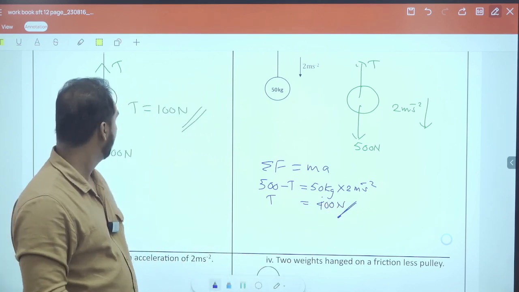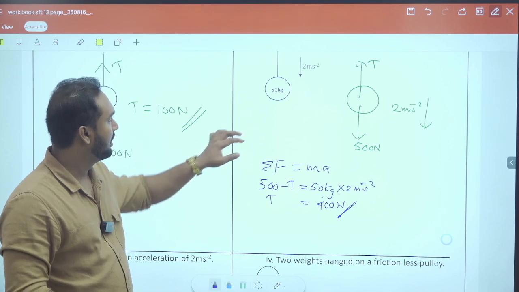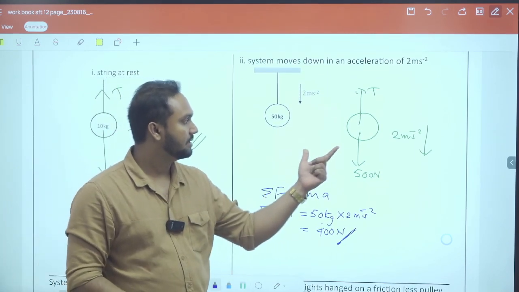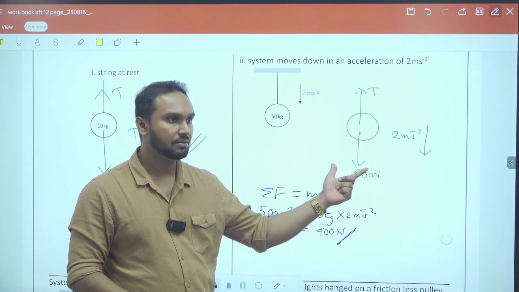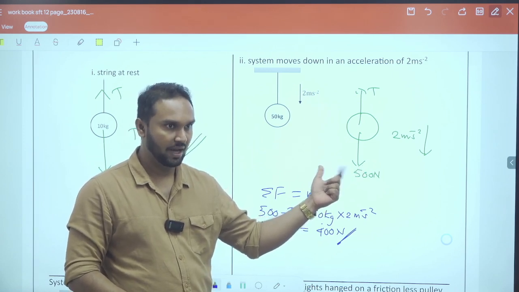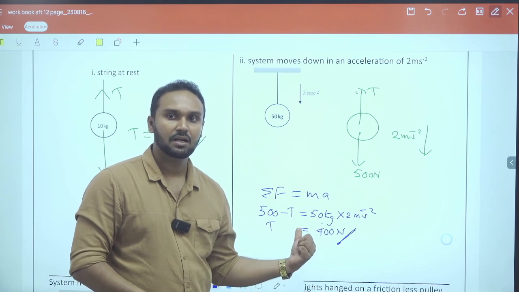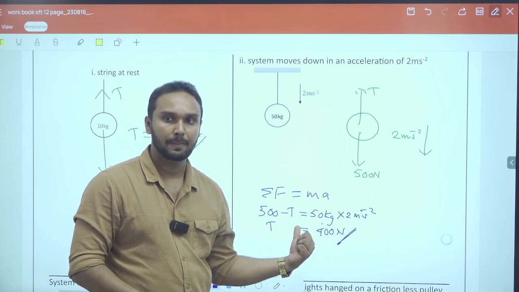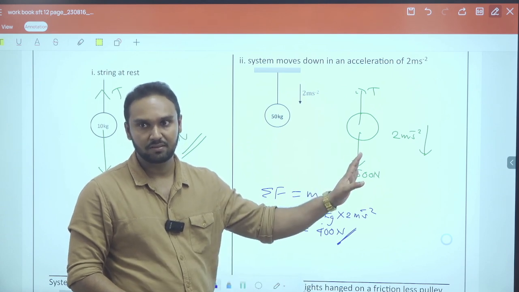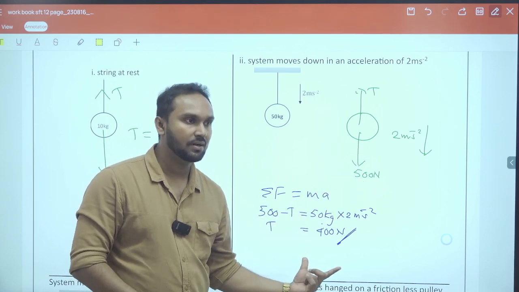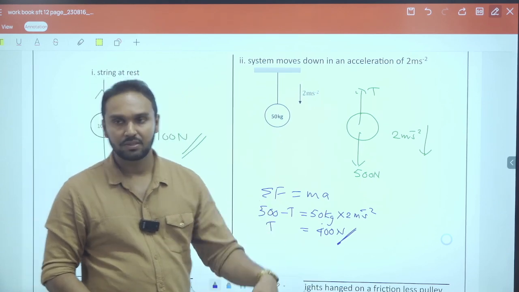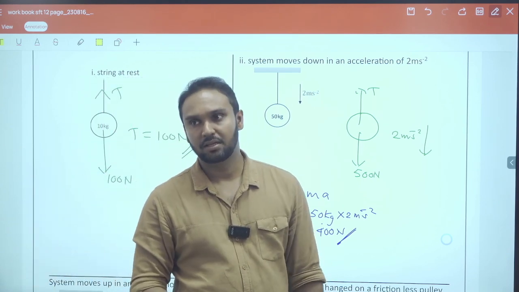If it was in the stationary phase, the tension should be equal to the weight, no? So it's 500 newtons when it's stationary. And what happens when it moves with an acceleration downwards? The tension has reduced, right? It's supposed to be 500 at rest. Now it is 400 when it is moving downward in acceleration. So downward acceleration gives a reduced tension.